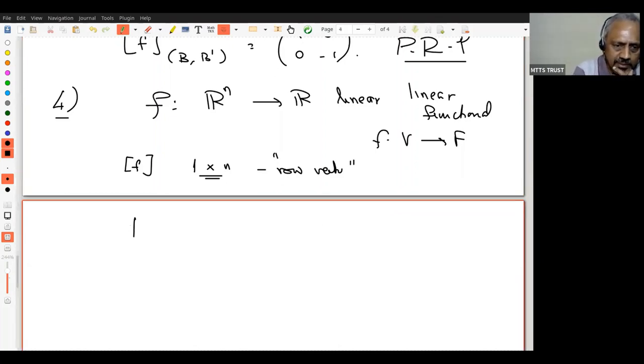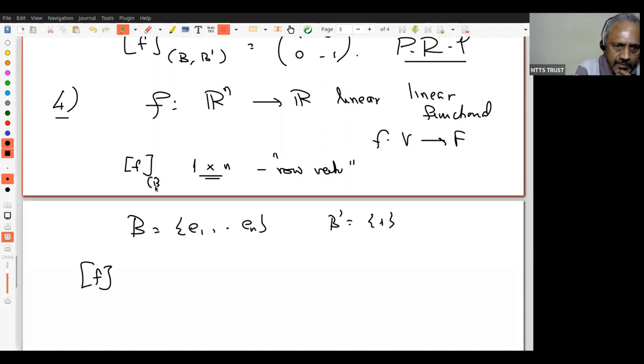So we will take B, the standard basis, e1, e2, ..., en. This is the standard ordered basis of R^n. For B dash, there is an obvious basis, namely consisting of 1. Right? Okay. Now I want to know what is the matrix of f with respect to B, B dash.